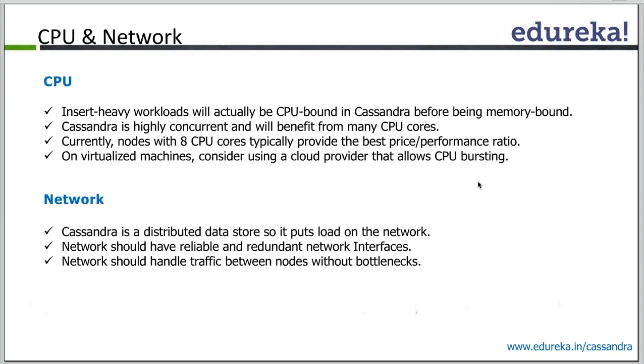Virtualized machines, yeah, there are many mechanisms you can use with VMs, and almost all the cloud providers follow that model. As for the network, it has to be reliable, with absolutely redundant network interfaces, because you don't want communication between the nodes to go down, which automatically creates a problem. We have seen how much communication happens between the nodes inside the Cassandra cluster, because gossip runs every second, so the network has to be absolutely reliable and redundant as far as the network interfaces are concerned. It should handle traffic without any bottlenecks.